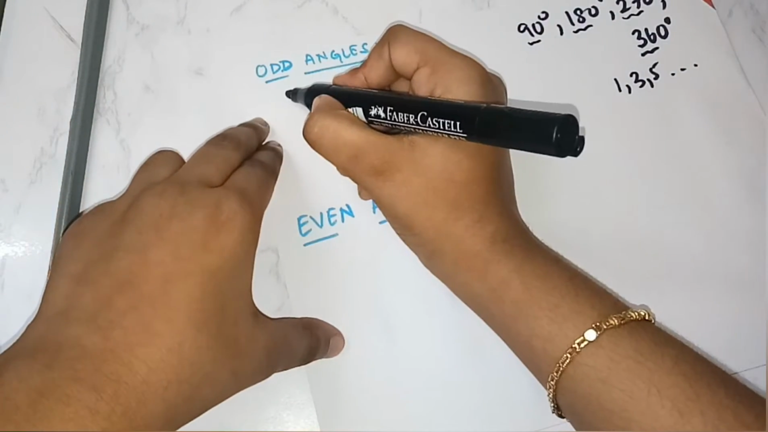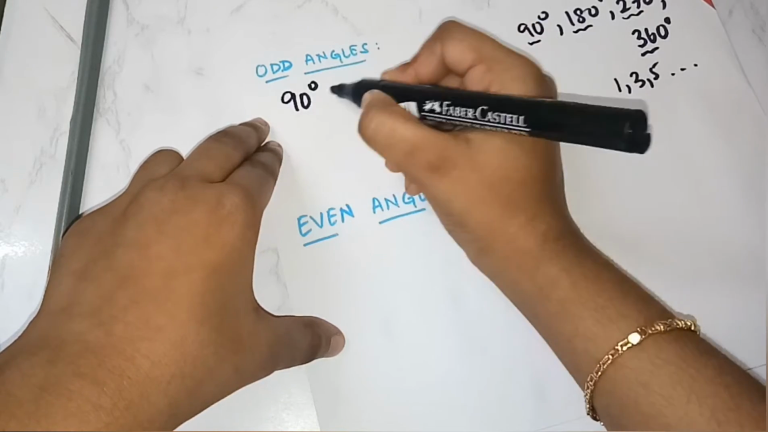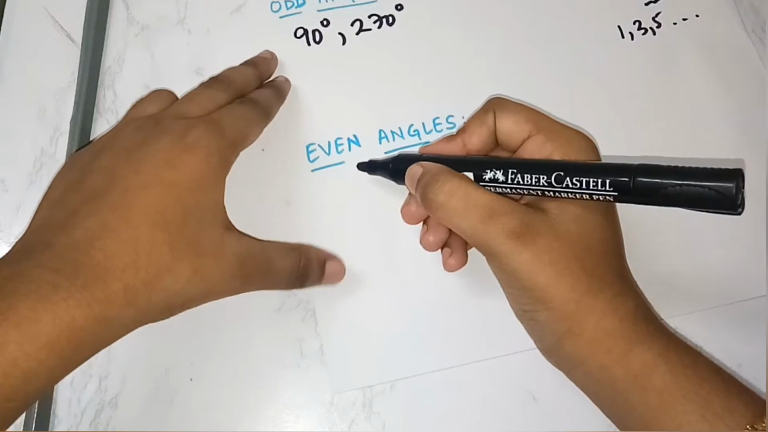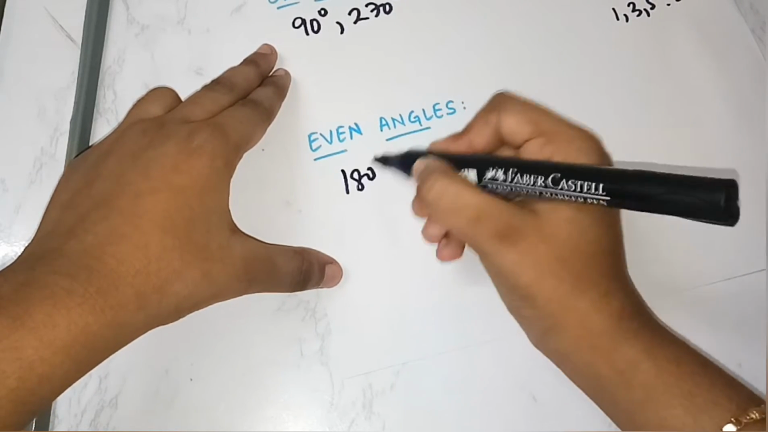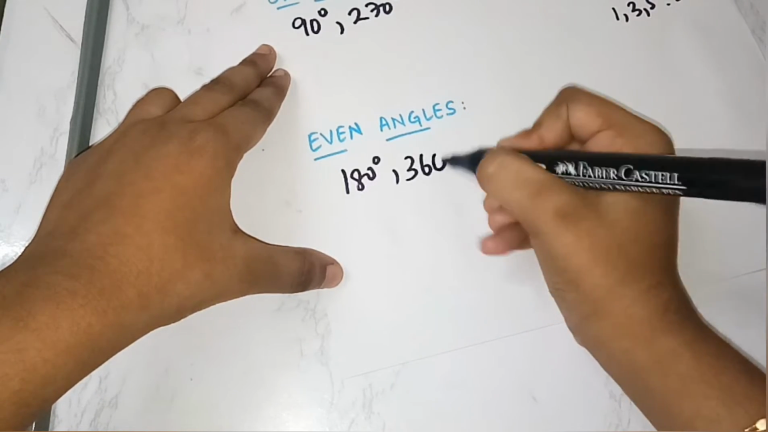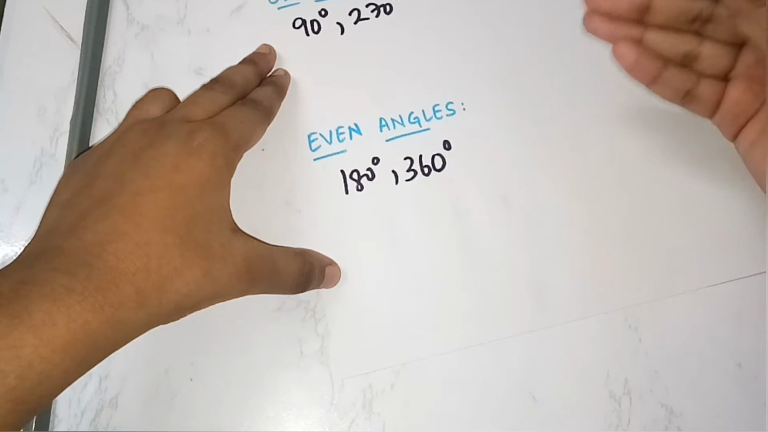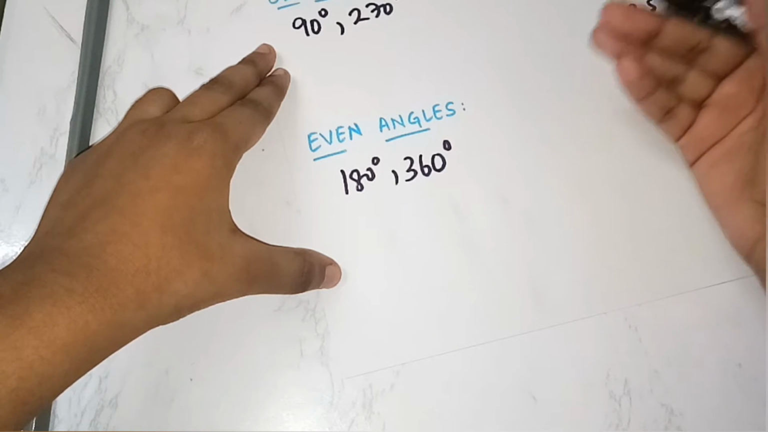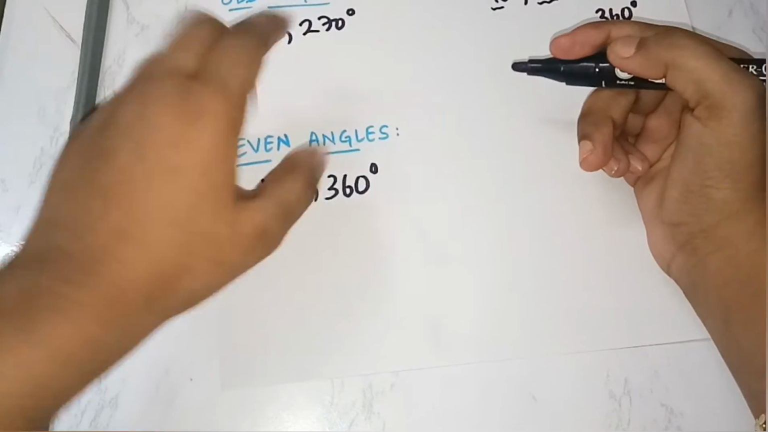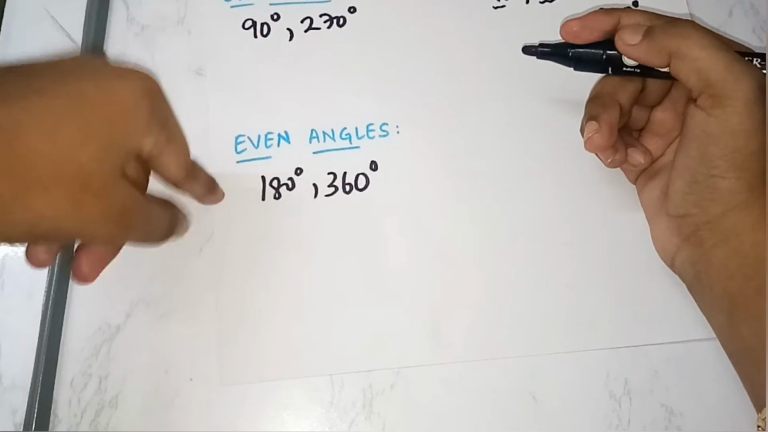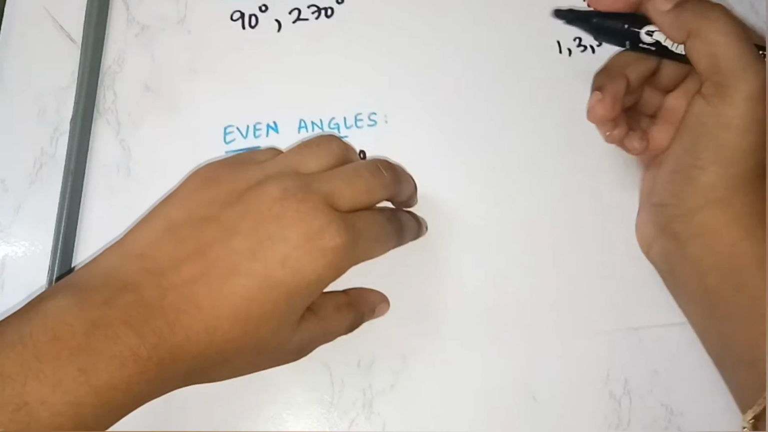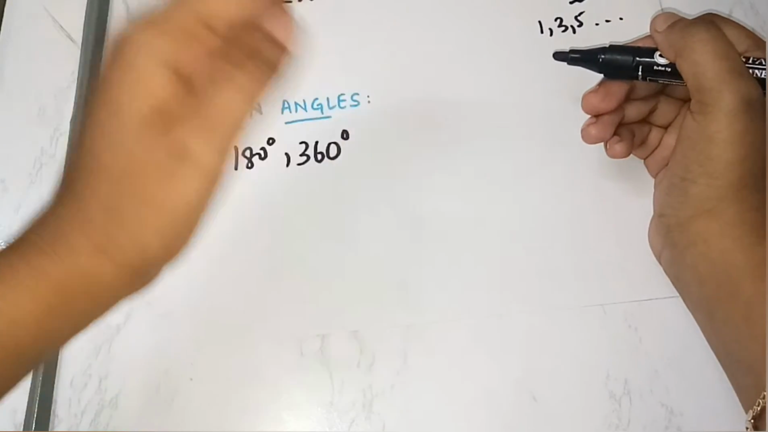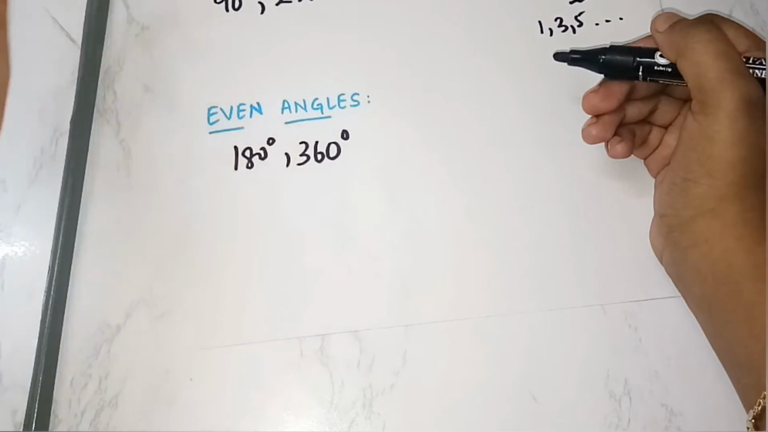So the odd angles will be 90 degree and 270 degree, and the even angles are 180 degree and 360 degree. These are few basic facts that you need to keep in mind in order to solve trigonometry based sums. Now, what is the importance of odd angles and even angles? So, whenever you have to deal with odd angles, the trigonometry function changes from one to another.